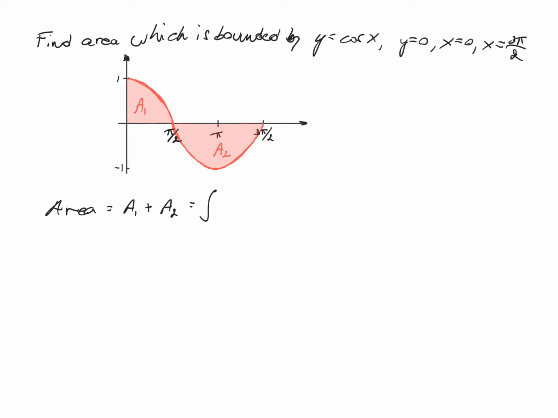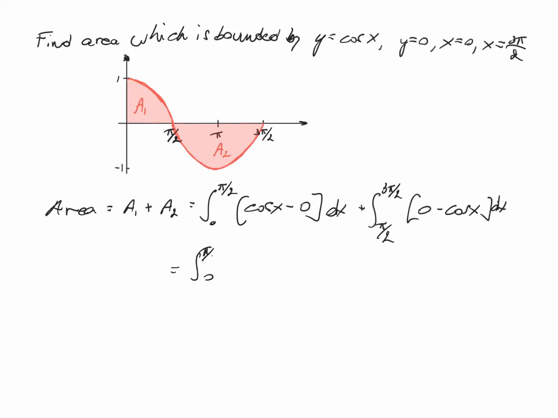So it's the integral from 0 to pi over 2 of cosine of x minus 0 dx plus the integral from pi over 2 to 3 pi over 2. And then we have 0, so the x-axis is the upper function and the cosine is the lower function. So it is the integral from 0 to pi over 2 of cosine x dx minus the integral from pi over 2 up to 3 pi over 2 of cosine x dx.